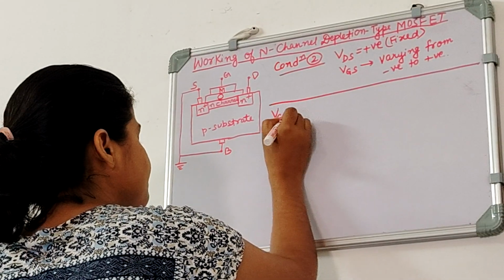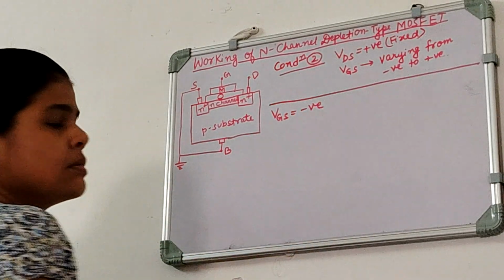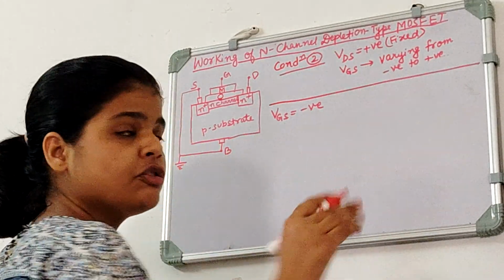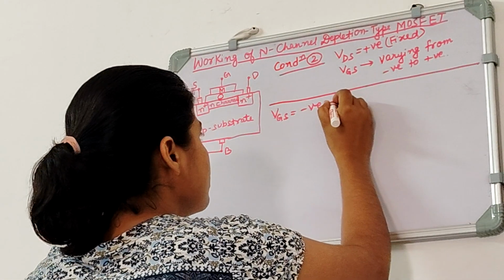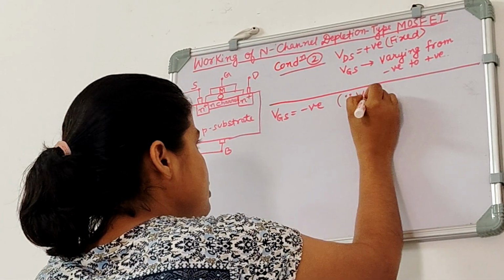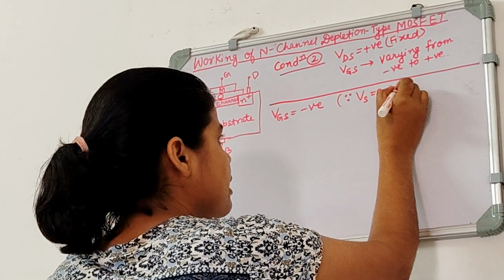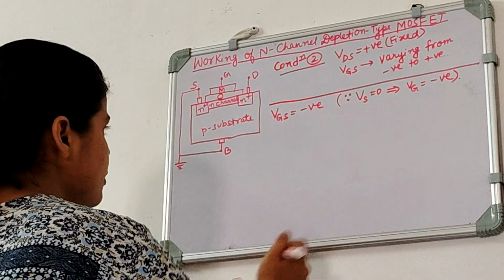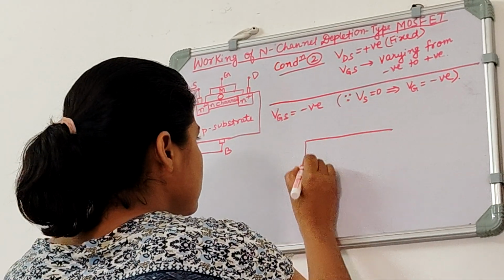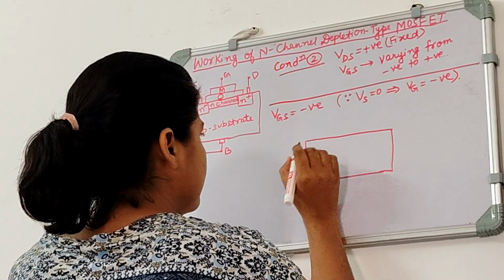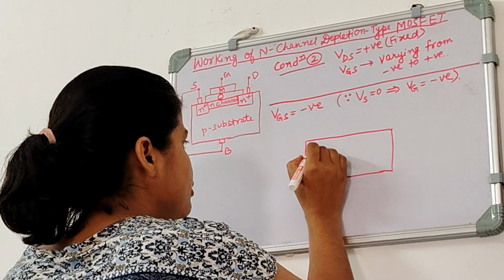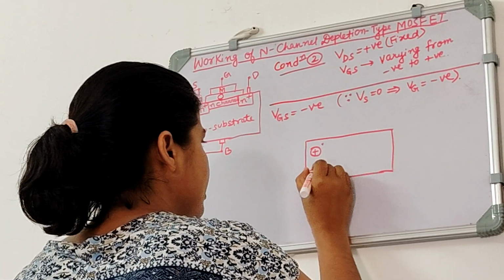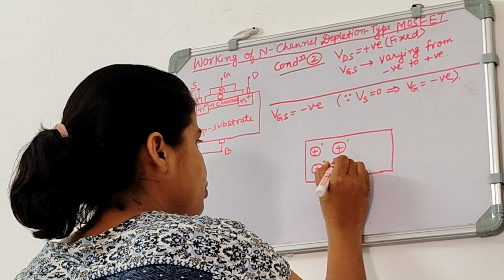So now let us see what happens when VGS is taken as negative. Now since Vs equals 0, VGS equals negative means Vg equals negative. Now this is the channel, and the channel is of N type, so it will contain positive ion, electron, positive ion, electron, and there will be so many such pairs.